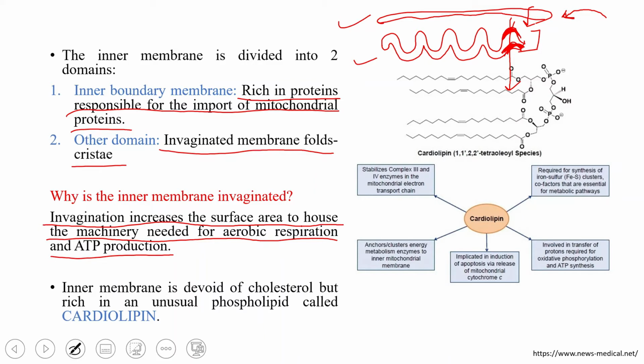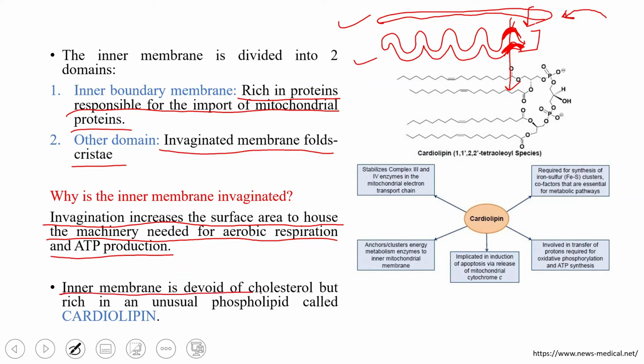That means that it increases the surface area onto which the enzymes of the TCA cycle and the electron transport chain can be harbored. So due to more surface area, there is more space to house the machinery, or the enzymes, or the proteins, or the cofactors required for aerobic respiration. That is the TCA and electron transport chain. Basically, the TCA occurs in the matrix and the electron transport chain occurs in the inner mitochondrial membrane.